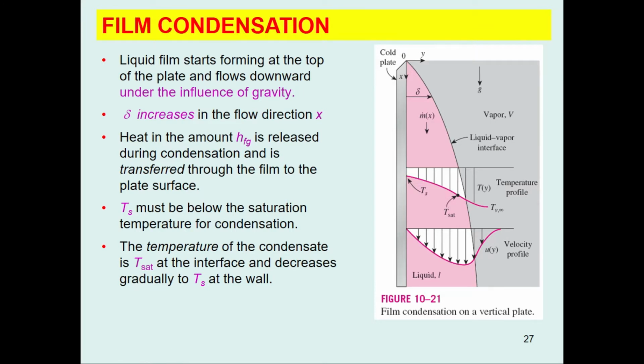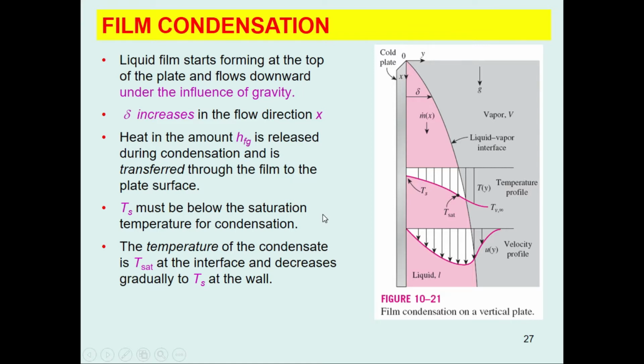So the heat, the amount called hfg, is released during the condensation process and is transferred through the film to the plate surface. This hfg is called the latent heat of vaporization, and when the vapors condense into liquid, this is the amount of heat which is released. So Ts must be below the saturation temperature for the condensation process. This is one of the must conditions.